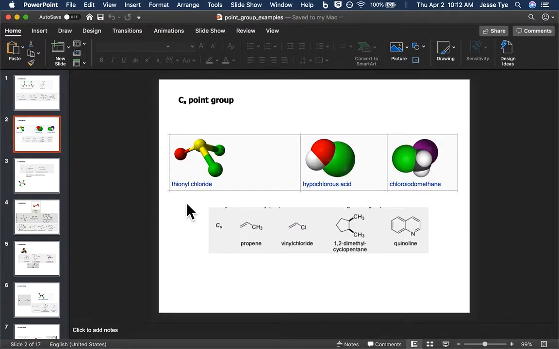CS, so something here like thionyl chloride, this has just a reflection plane. It has a single reflection plane through it. So it would go through the oxygen and the sulfur here, and it would reflect one chloride into the other. This is always going to be true if we have only 3 atoms. So 3 atoms, we can always define one plane. So hypochlorous acid here, also CS. The plane of the molecule is the only reflection plane that exists.